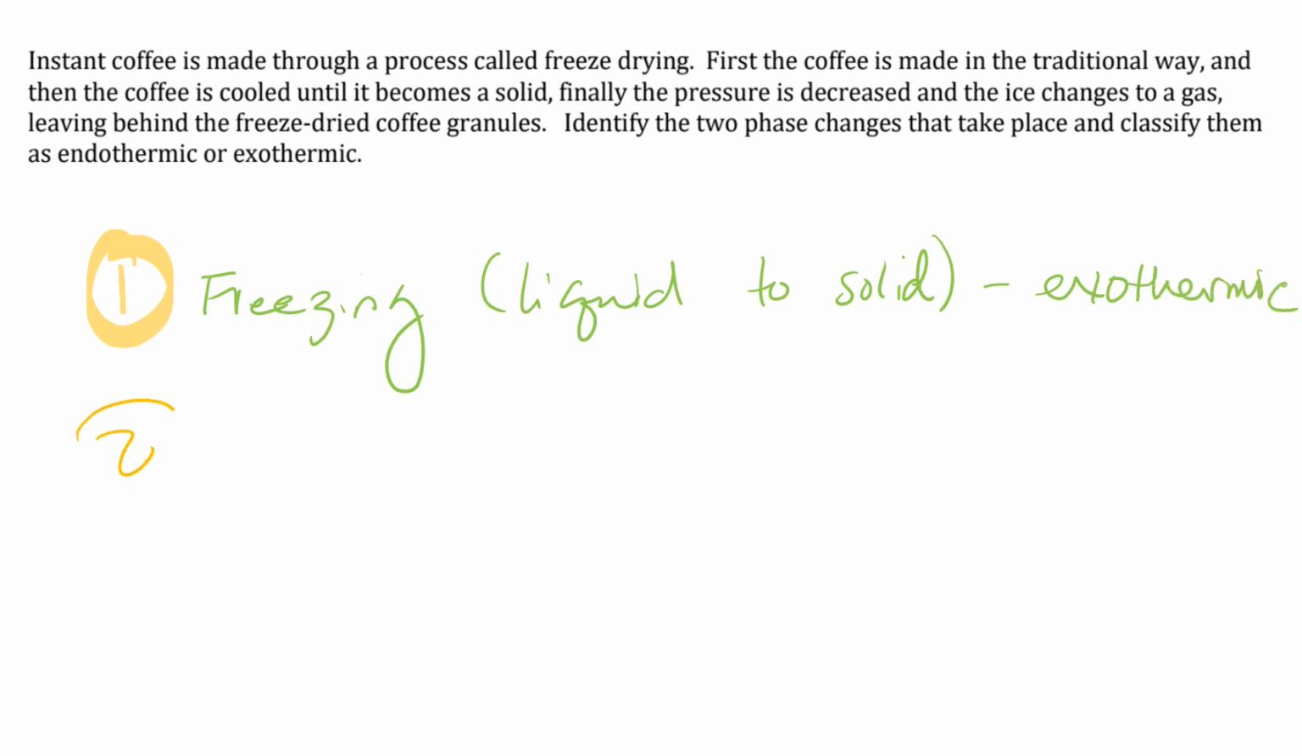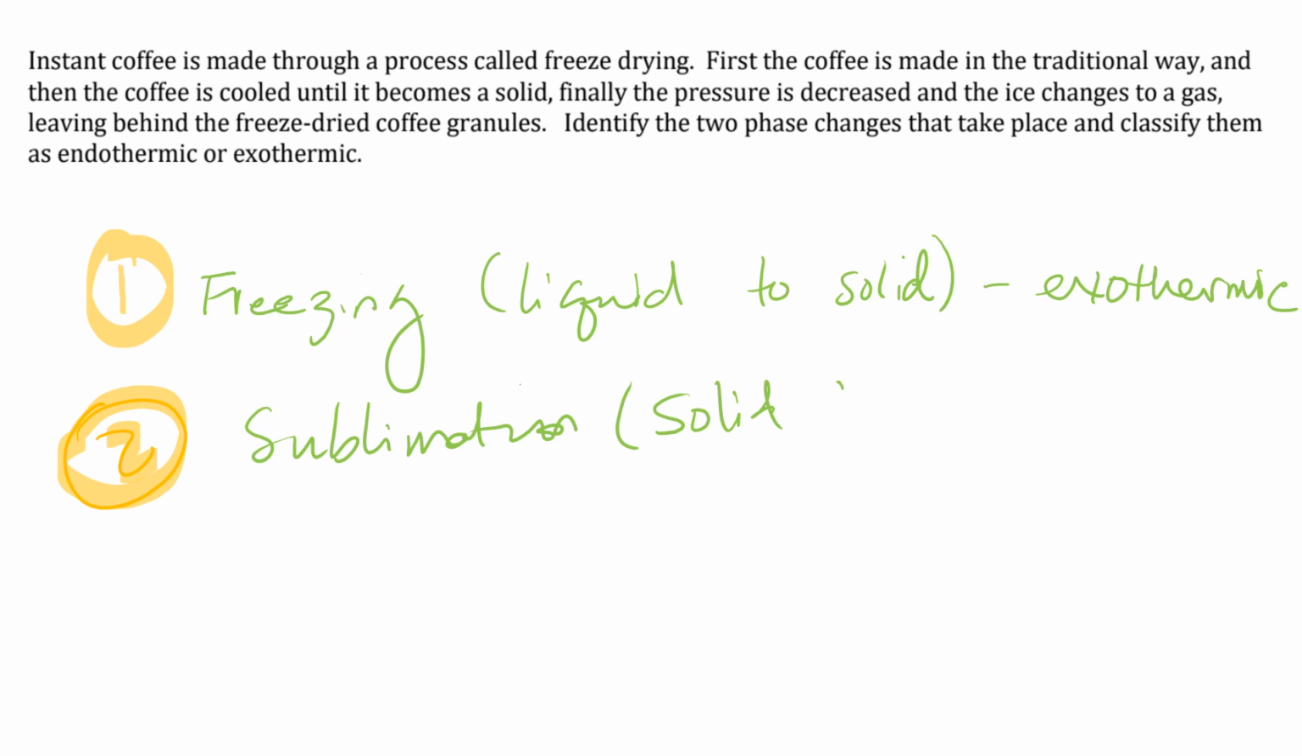The next one will be sublimation because it's going from solid to a gas by changing the pressure. Solid to gas. So it's going from compact, not as much energy, to gas, more energy. That means it has to absorb energy for this to happen. So this is an endothermic reaction.